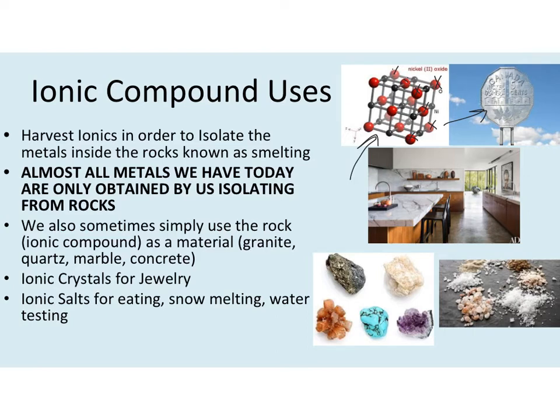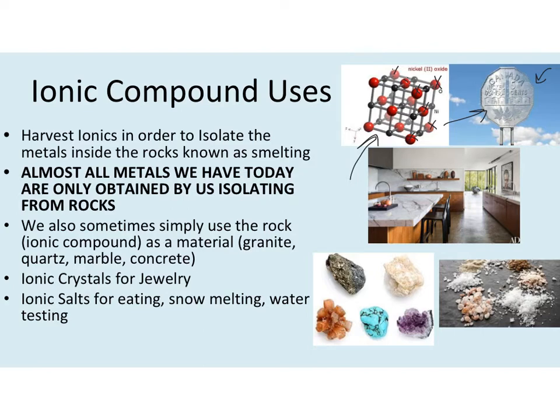Now, interesting, we have a nickel mine in Sudbury, Ontario. So if you've ever been to Sudbury, Ontario, this is a picture of a landmark they have in there, because they have a nickel mine where they mine a whole bunch of nickel 2 oxide, and then they harvest the metal in there and then they sell it. So almost all metals we have today are only obtained by us isolating from rocks. So if there was no humans on Earth, there wouldn't really be any metals besides gold and silver. There would really just be a whole bunch of rocks. And then we could isolate those metals, but humans are the only ones that isolate metals.